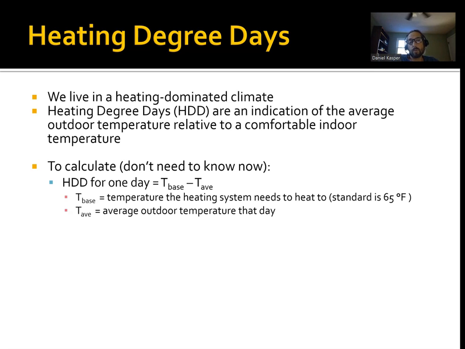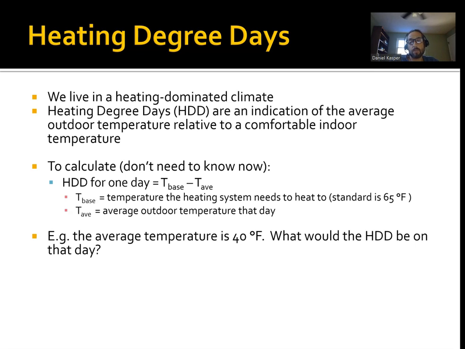So you take normally 65 degrees, you subtract it from the average temperature that day, and that's how many heating degree days you have that day. Pretty straightforward, right? So let's do a quick example. So let's say it's 40 degrees. The average temperature outside over the course of a day is 40 degrees. We're going to use a base temp of 65. 65 minus 40 is 25. That's it. That's your heating degree days.